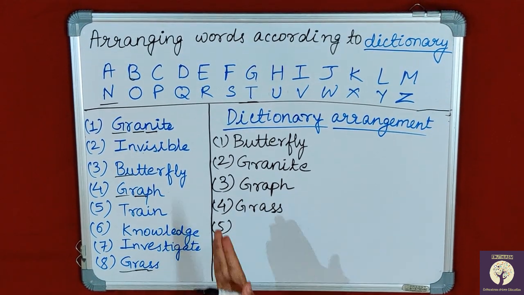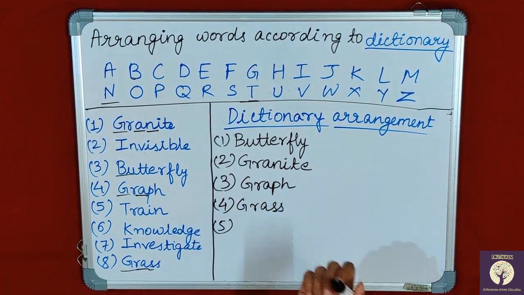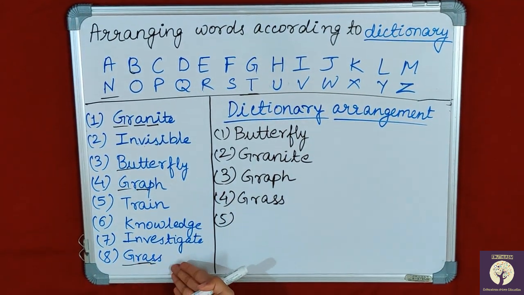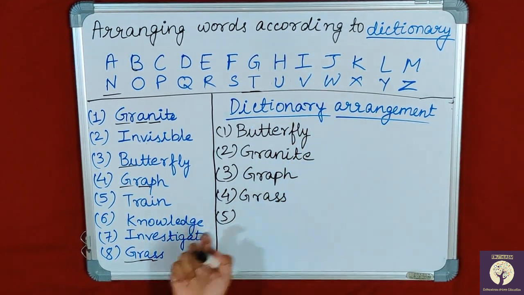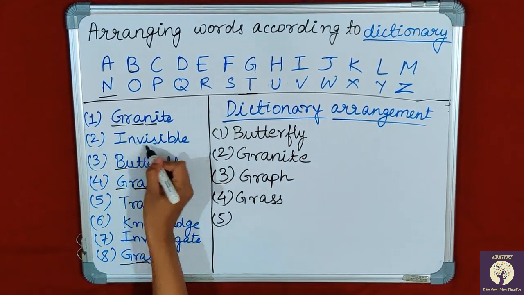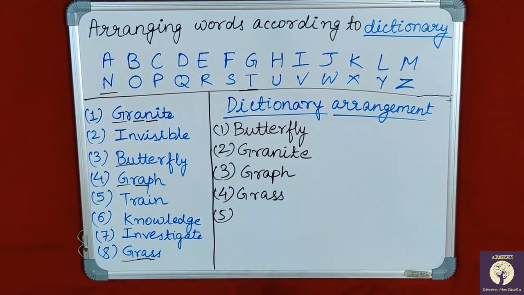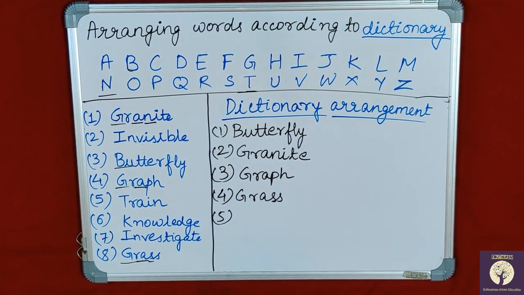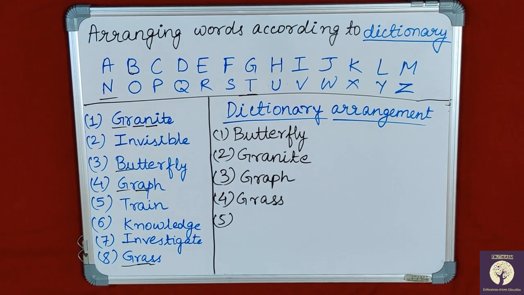So we are done till G. The next letter is H. So do we have any word starting with H? No. I? Yes, we have one word here, invisible, and also investigate. So again we have encountered 2 words starting with the same letter. So we will follow the same process.